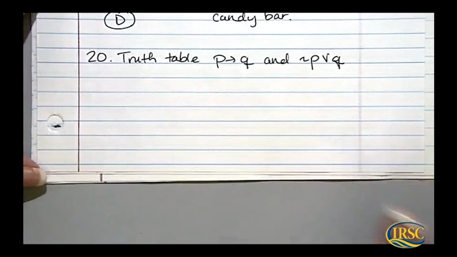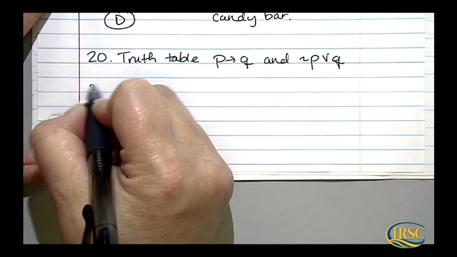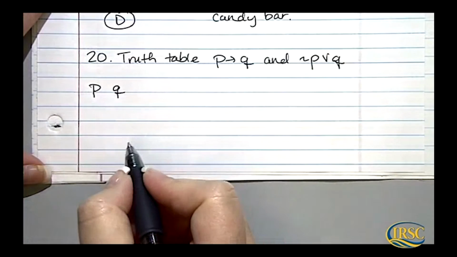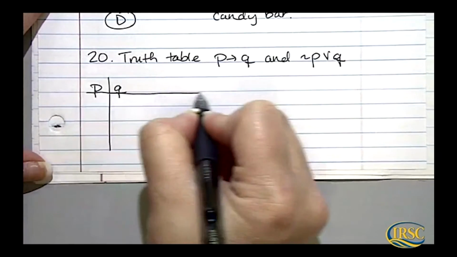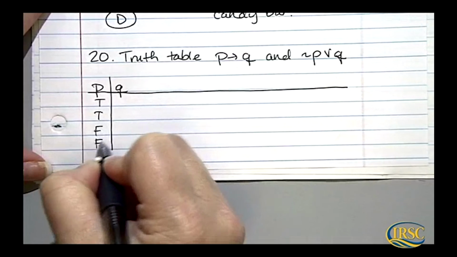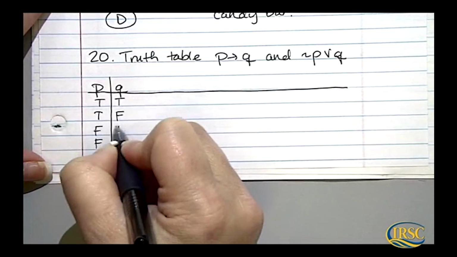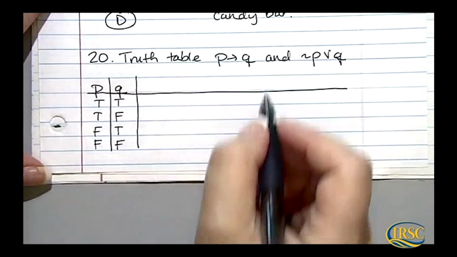So we'll start with that. And so how many different letters do you see? 2, a P and a Q. And so how many rows are going to be in our table? 4. So we have true, true, false, false. True, false, true, false. Okay, so we need a column for if P then Q.